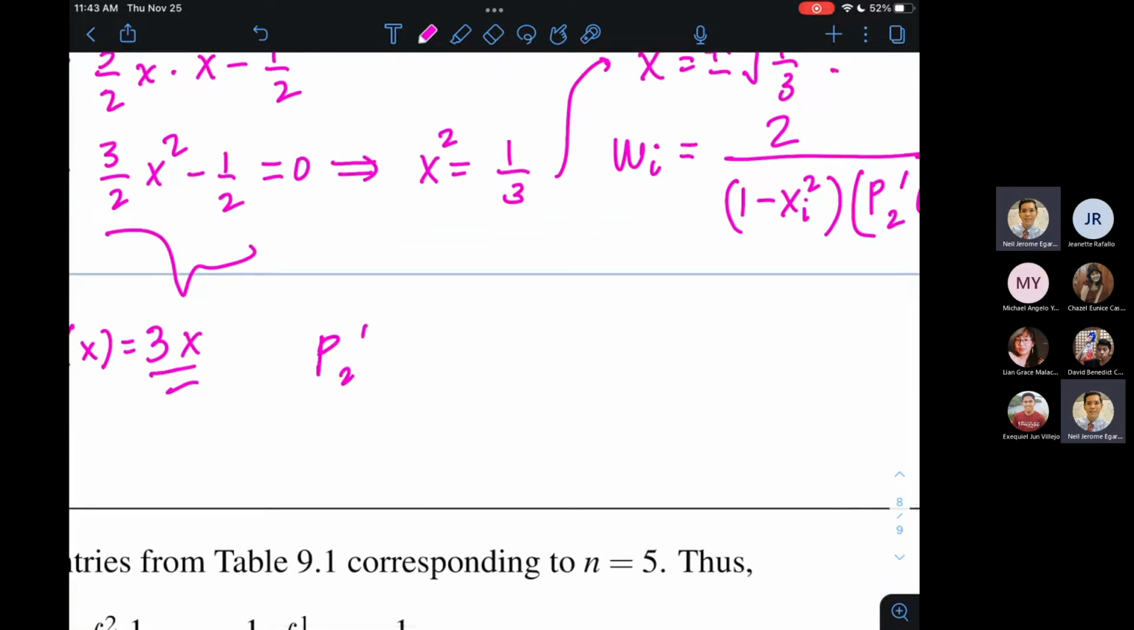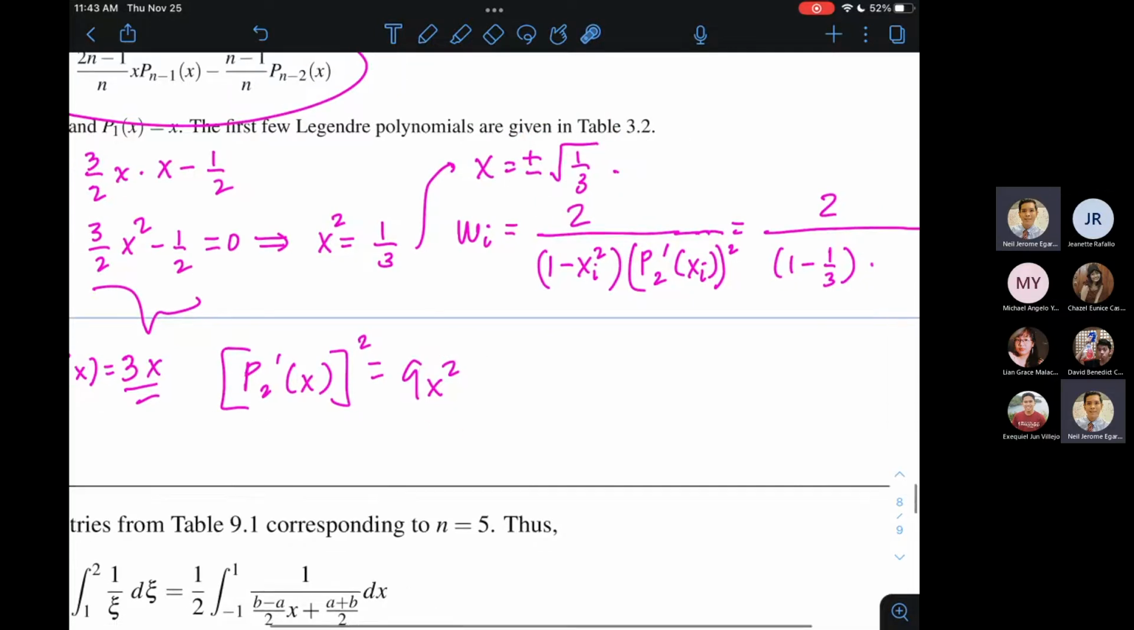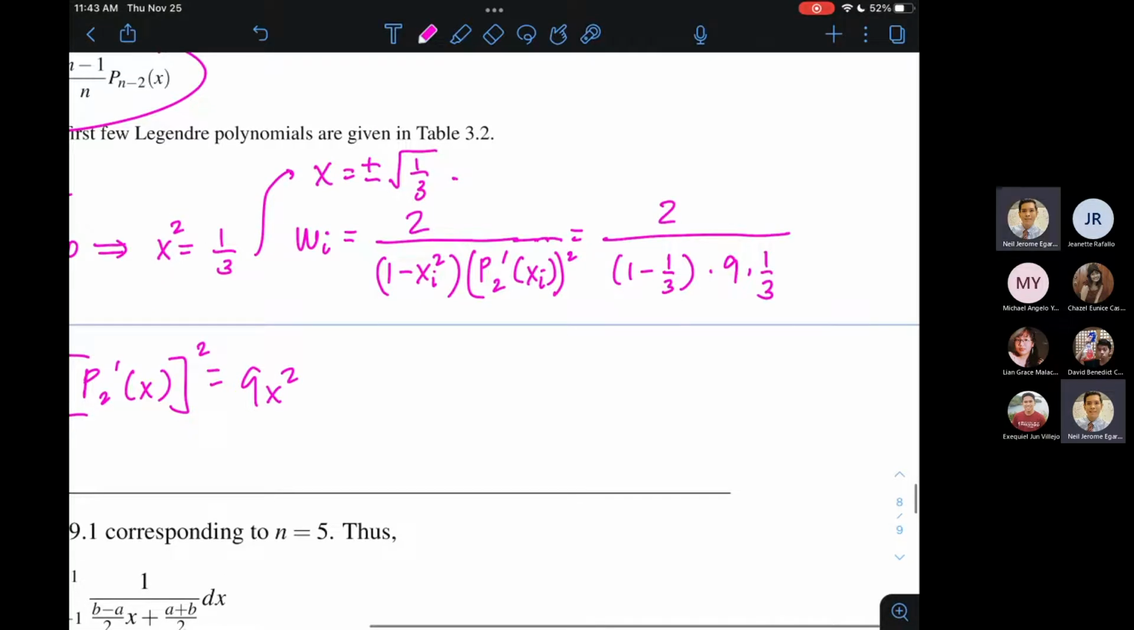Kaya lang alam ko na ang derivative ay 3x. So P2 prime of x squared would be 9x squared. So I'll need to plug in the x sub i's there. Kaya lang naka-square na naman siya. So magiging 1/3 lang yon times 9 times 1/3. But this guy simplifies to 3. This guy is 2/3. 2/3 times 3 is 2. 2 divided by 2, that's 1.